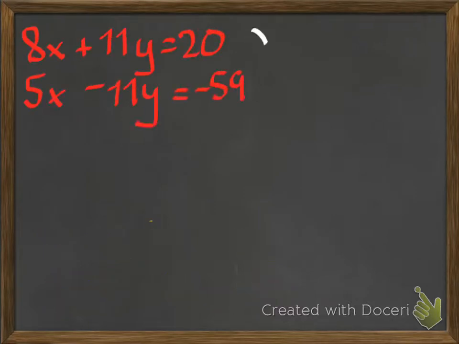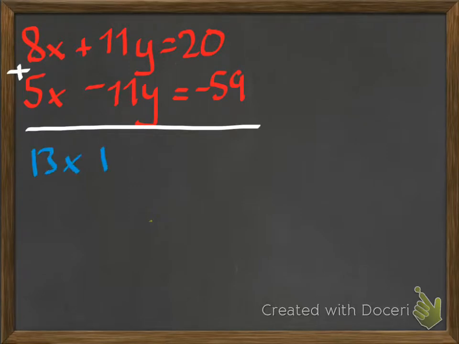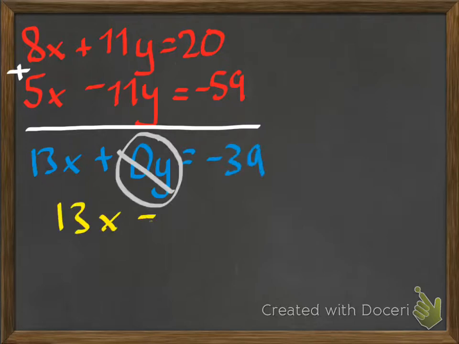Here we rewrite the equation, and to continue solving we need to add the bottom and the top numbers. 8x plus 5x equals 13x, 11y plus negative 11y equals 0y, and 20 plus negative 59 equals negative 39. The resulting 0 again disappears, and the answer simplified will be 13x equals negative 39.